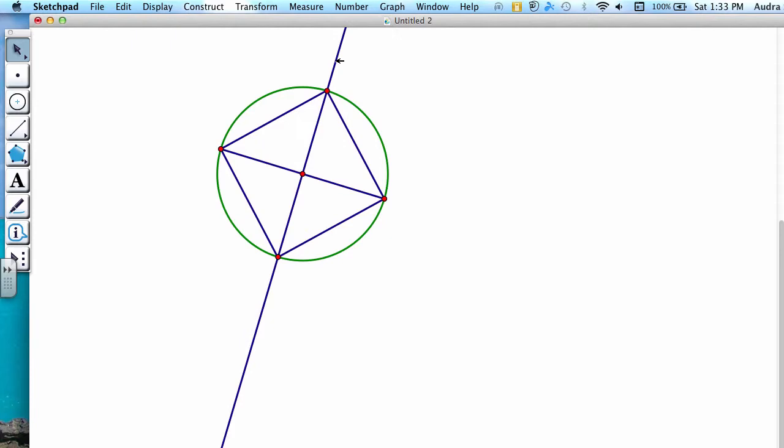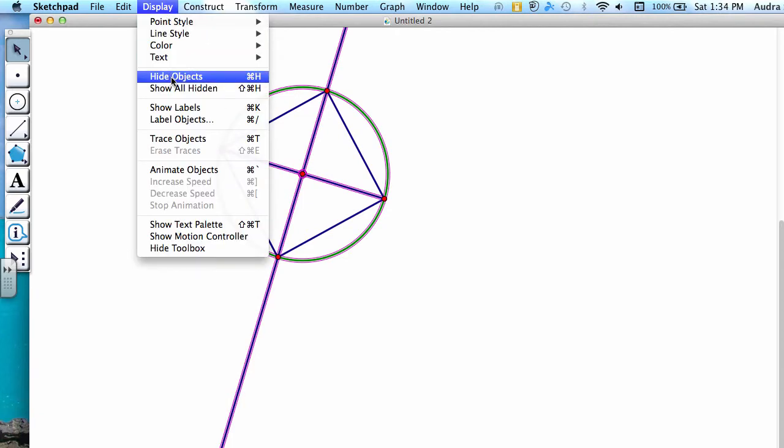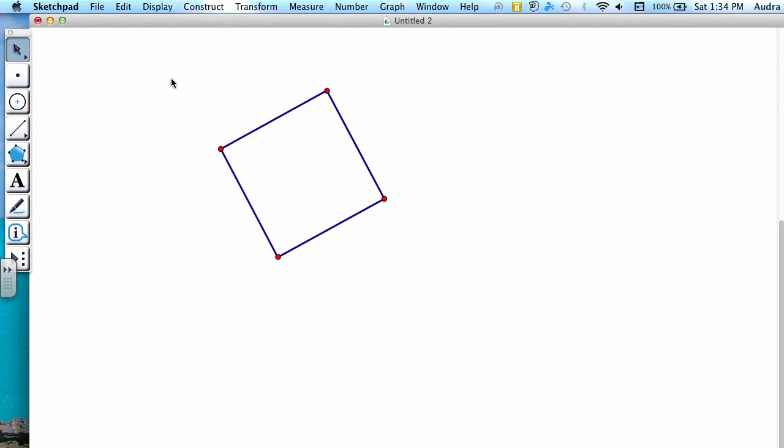Lastly, we're going to hide all the extra segments, lines, and points. So I'm going to select the extra line there, the circle, and our midpoint, and the extra segment that went across our square. And we're going to go to Display, Hide Objects, which is again Control H or Command H depending on whether you have a PC or a Mac.